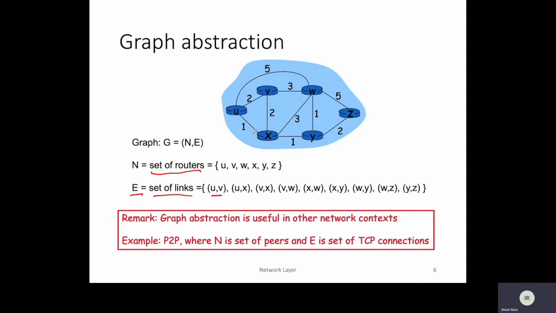This graph abstraction is, by the way, very useful in understanding the working of routing algorithms, and is also useful to understand other network contexts. For example, in peer-to-peer networks, where N is the number of peers and E is the set of the TCP connections between them, right? So here we'll take help of graph abstraction to understand the working of different routing algorithms.